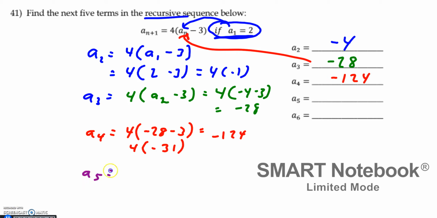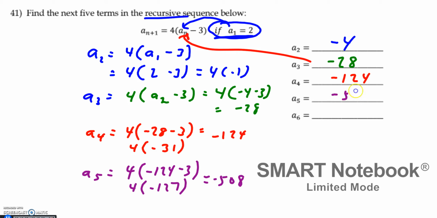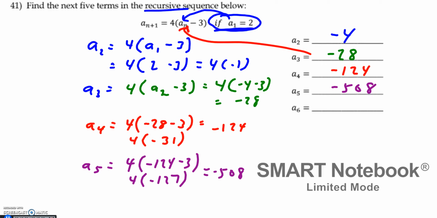So my fifth term is 4 times my previous term, which is negative 124 minus 3, which is really 4 times negative 127, which is negative 508. These numbers are increasing rather quickly.